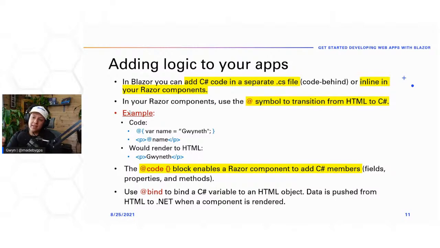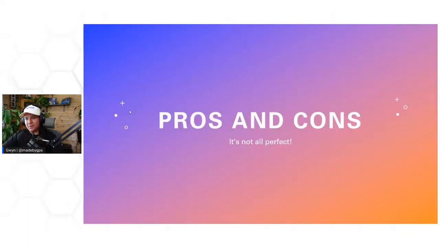If we need to access C# members, so that's properties, methods, and fields, we would use a code block. And if we need to bind values, one-way binding or two-way binding, we would do @bind, and that would enable the actual HTML element to have a two-way connection with whatever variable or property we're attaching to that specific HTML element. This is just theory. We'll dive into this a little deeper in the demo.